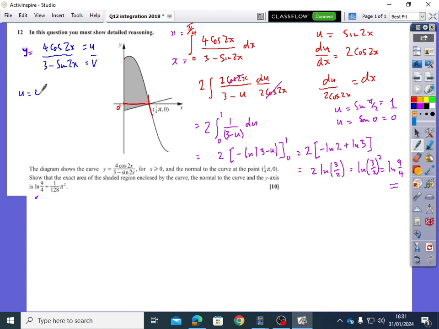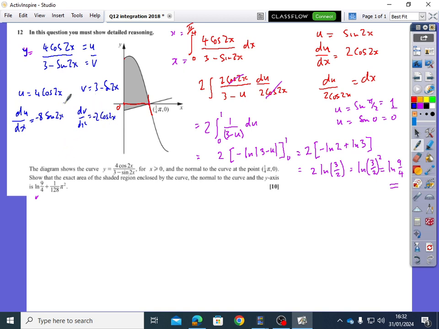So u equals 4 cos 2x, and du/dx equals: cos differentiates to minus sine, so that will be minus sine 2x, then times the differential of the 2x, which is 2, so that will be minus 8 sine 2x. And then v is equal to 3 minus sine 2x, and dv/dx: the 3 goes to 0, sine goes to cos 2x, times the 2, so that will be minus 2 cos 2x.